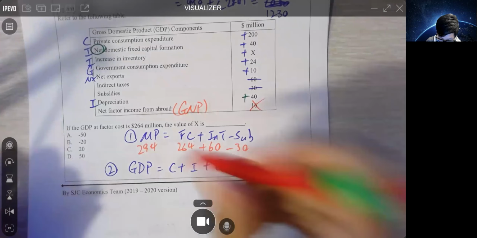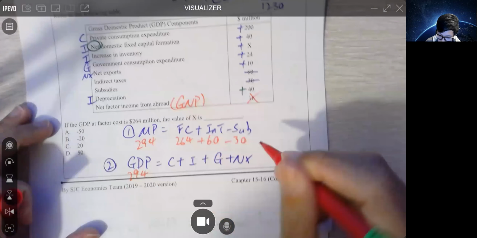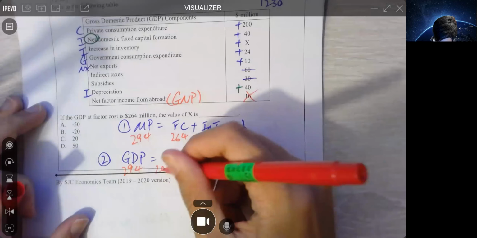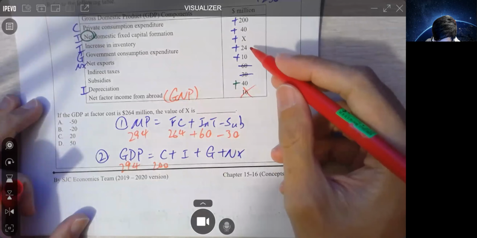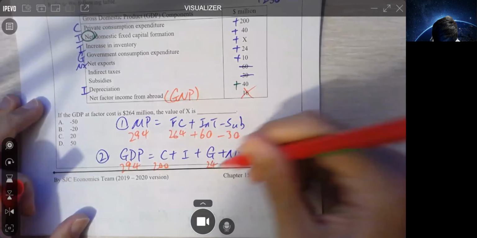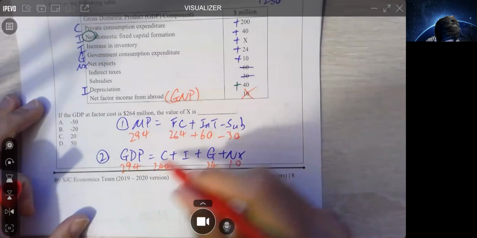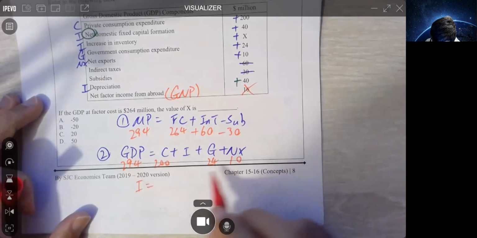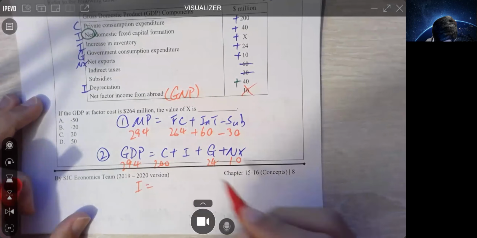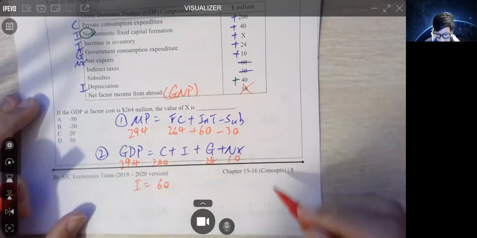Here, we get 294. C will be 200. G would be 24. NX would be 10. Okay, so we get I should be 60, right? I should be 60.